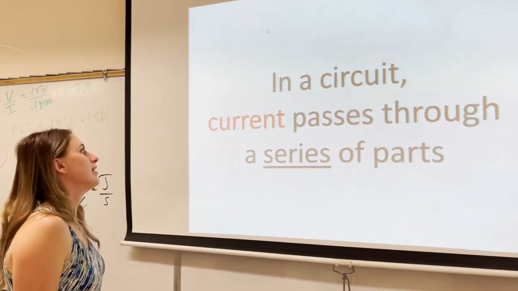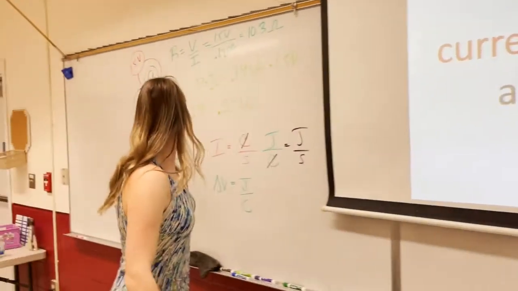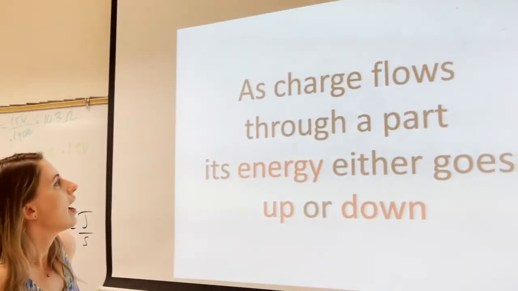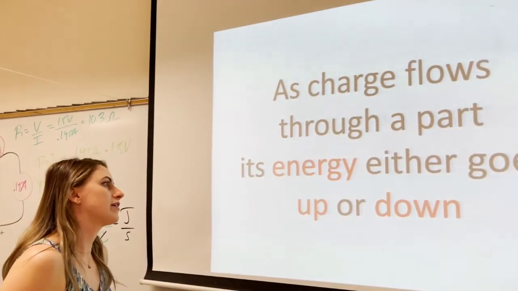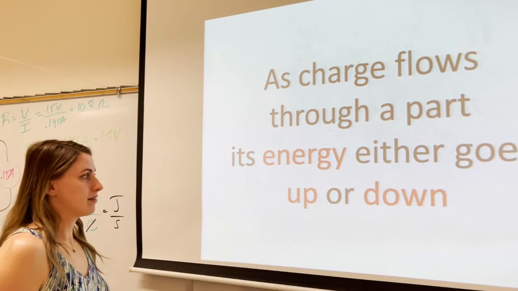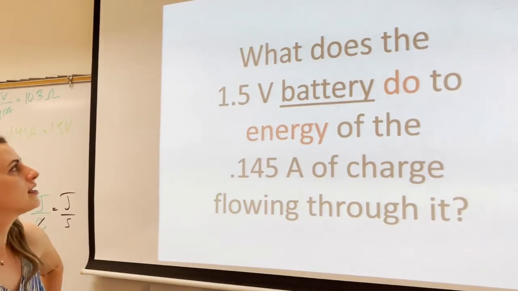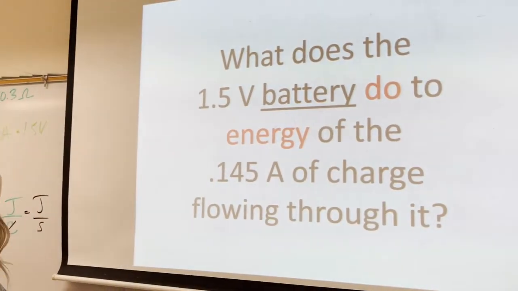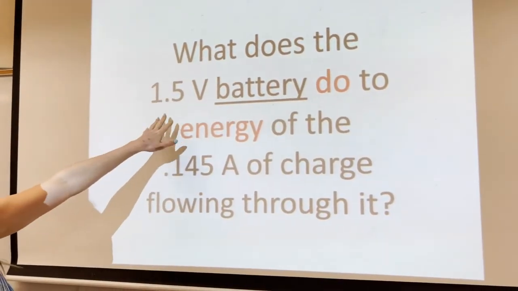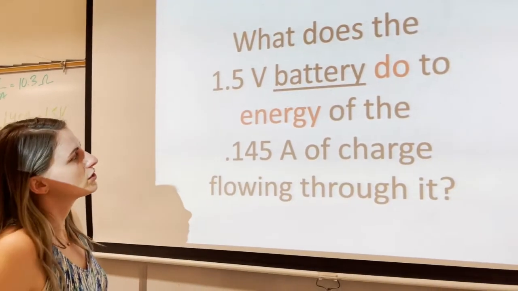In a circuit, current passes through a series of parts. As charge flows through a part, its energy either goes up or down. That's an important thing. It either increases or decreases. What does the 1.5 volt battery do to the energy of the 0.145 amperes of charge flowing through it?